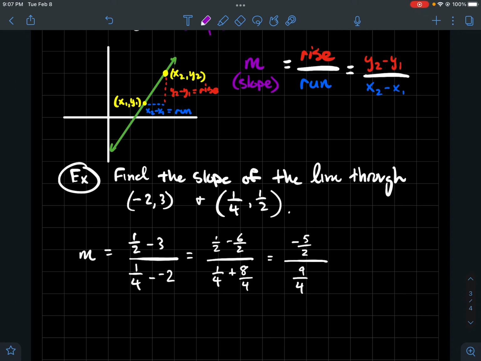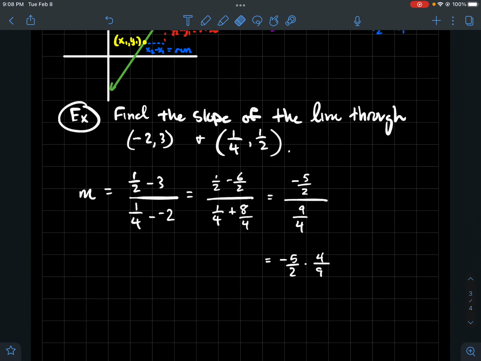The whole point is now it's this fraction divided by this fraction, and we know that we get to change this division sign to multiplication by the reciprocal of 9/4. So that equals -5/2 times the reciprocal of the bottom. And when you do that, you see the 4 and the 2 can simplify so that you have a 2 left here, and that's where I'm getting a 10 from. So it'd be -5 times 2 over 9. Anyway, the slope of the line through these two points is -10/9.